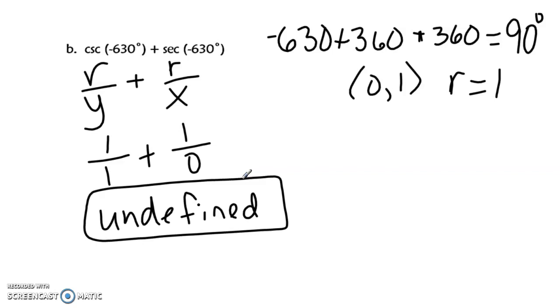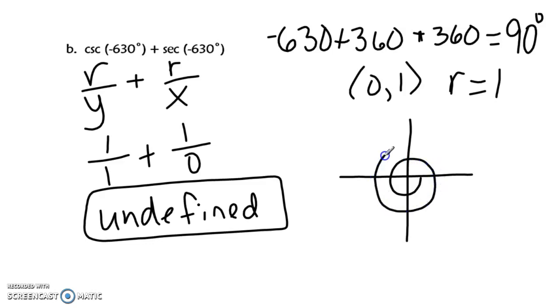Okay, so negative 630, if you didn't quite understand what I did up there, negative is going this direction, so negative 360, plus I go another negative 270, and it will end right there, which is at 90, same as 90 degrees.